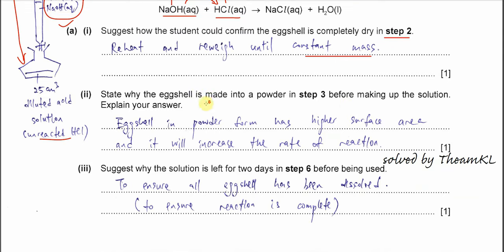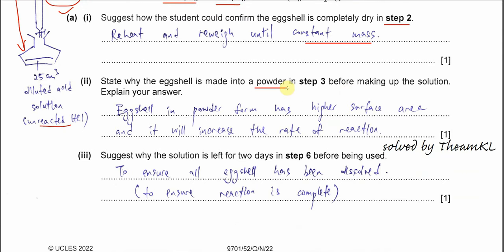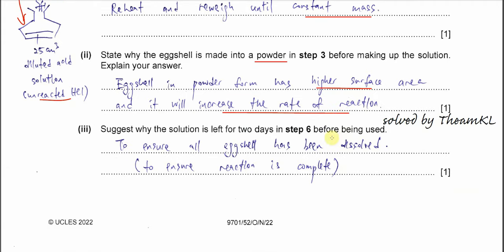Part 2. State why the eggshell is made into powder in step 3 before making up the solution. This is a very easy question. We grind it into powder because in powder form it has a higher surface area, and it will increase the rate of reaction, meaning it can dissolve faster. So we make sure it's easy to react and can finish reacting faster.